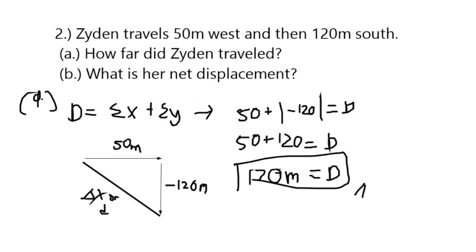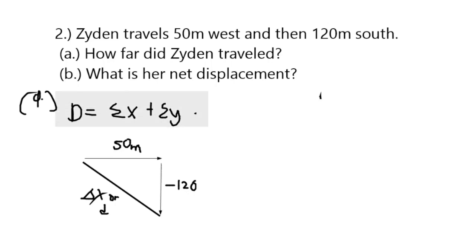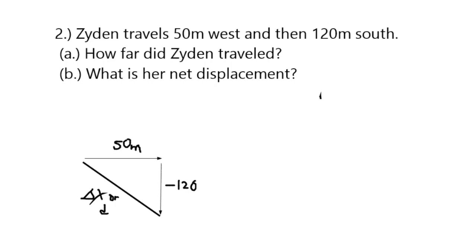So now let's move on how to calculate her net displacement. Okay, I always thought Zayden is a boy. I mean, I'm using my friends' names. Zayden. So what is her net displacement?